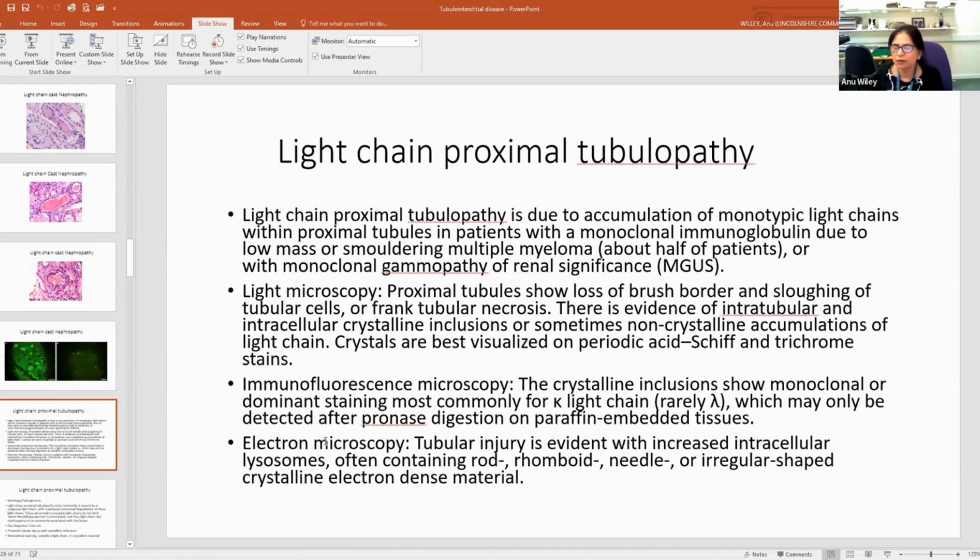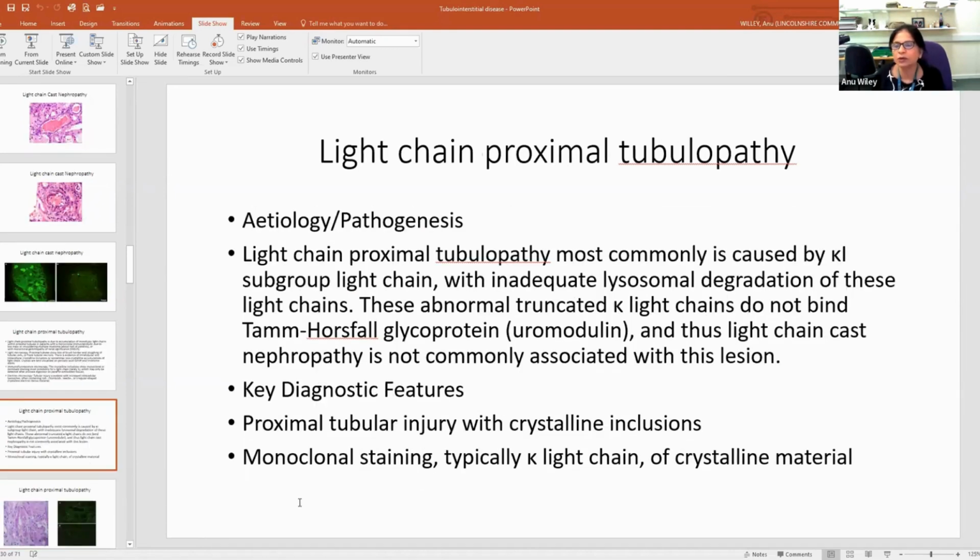Unlike cast nephropathy, where EM is not really very helpful, electron microscopy can be quite helpful in making a definite diagnosis because you will see these intracellular lysosomes, often containing these inclusions, which you were seeing on PAS stain. These are rod, rhomboid, needle, just irregular shaped electron dense crystalline material you will see within the tubular epithelial cells and sometimes within the tubular lumen. So it can be quite helpful to make the diagnosis.